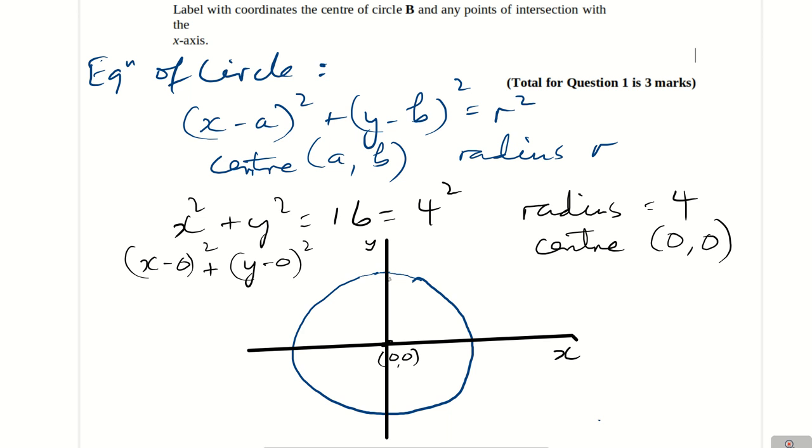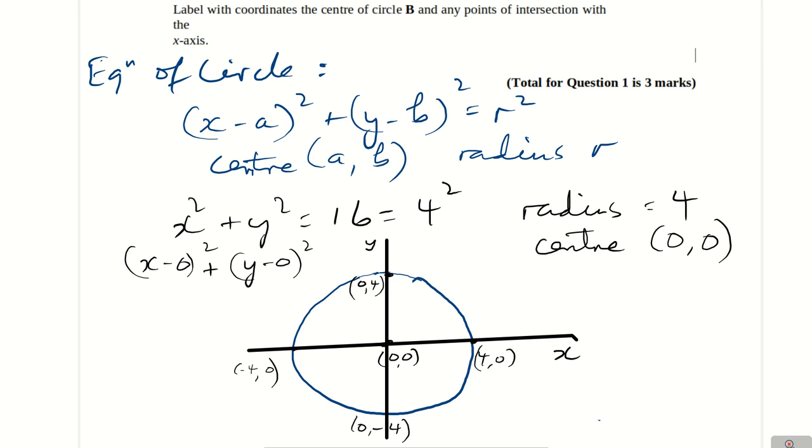Now, it's got a radius of 4. That means at that point there is going to be 0, 4. That point there is going to be 0, minus 4. That point there is going to be 4, 0. And that point there is going to be minus 4, 0.